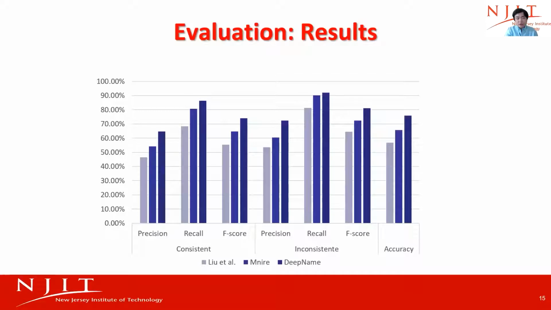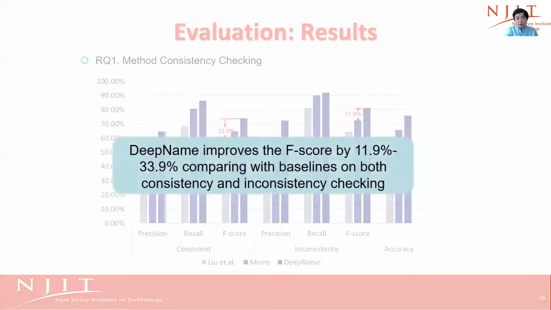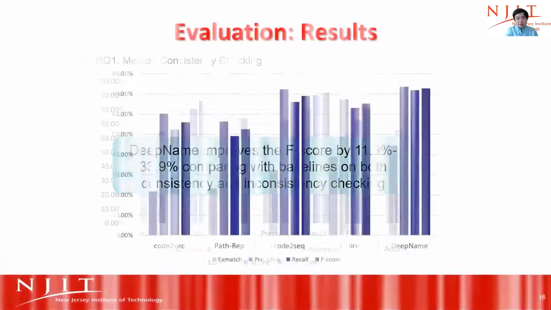As for the evaluation results, for the first research question, method consistency checking, we evaluate our approach and baselines in both consistent and inconsistent scenarios, and we calculate overall accuracy for all of the baselines and our approach. From the results in this table, we can see that our approach always gets a higher F-score in both consistent and inconsistent settings. As a summary, our DEEPNAME improves the F-score by 11.9% to 33.9% compared with baselines on both the consistency and inconsistency checking.